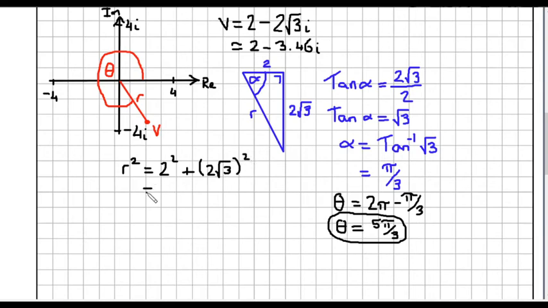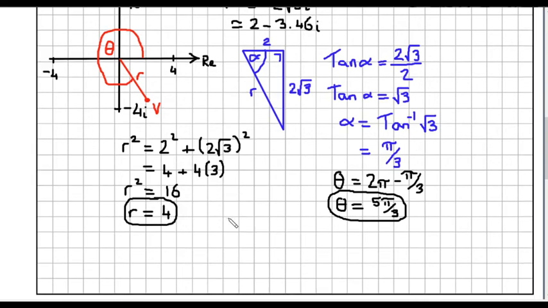So then that's going to equal 4 plus, when you're squaring this, you've got to square the 2 and square the root 3. If I square the 2, I'm going to get 4. If I square root 3, you just remove the square root. So then r squared is going to equal 4 plus 12, which is 16. So then r is the square root of that, which is 4. So there's my modulus found.